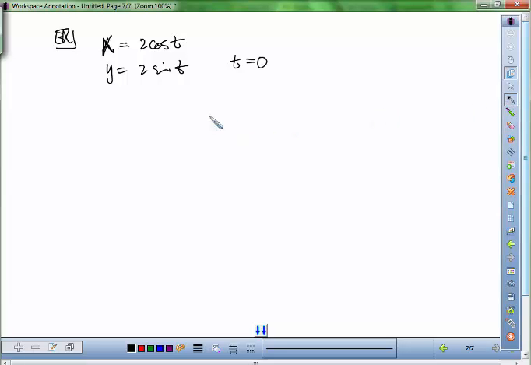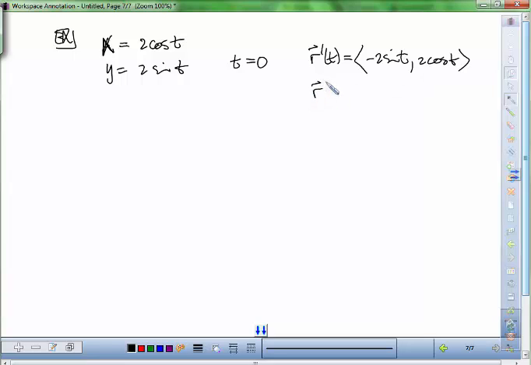All right, so it looks like we have our r function, we need our r prime, and we even need the double prime. The derivative of the x is -2 sine t, derivative of the y is 2 cosine t. Now we want the second derivative, -2 cosine t, and then -2 sine t. So they're both negative.